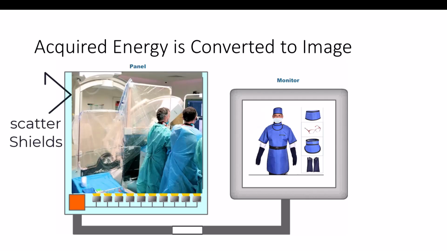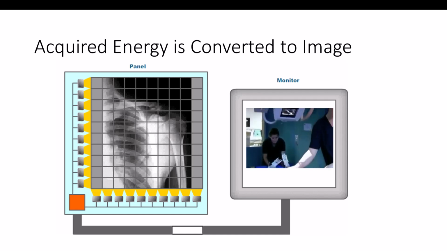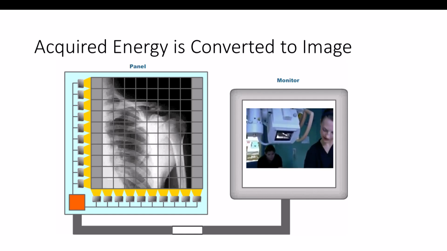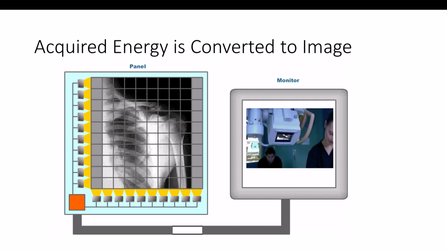Personal protective strategies. The use of scatter shields in digital imaging has significantly reduced radiation doses to operators. For example, doses to the operator's hands and eyes can be reduced by up to 85% with the use of scatter shields. Minimizing repetitions. Digital imaging reduces the need for repeat examinations, which in turn lowers the cumulative radiation exposure for both patients and healthcare workers.